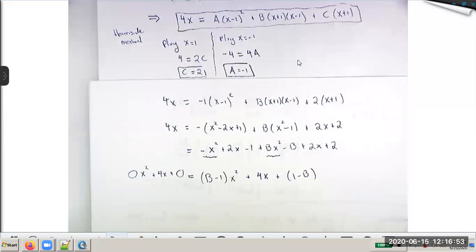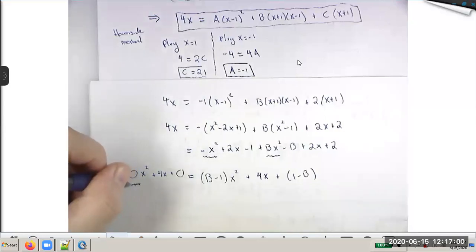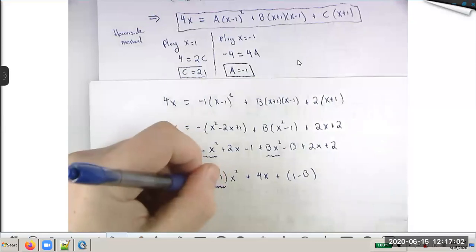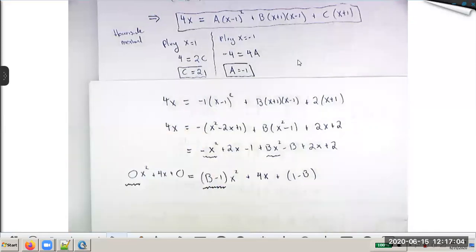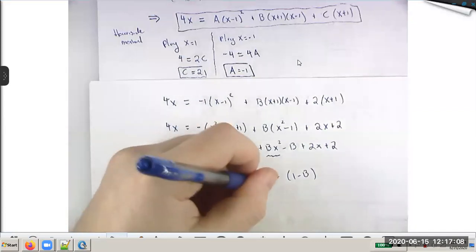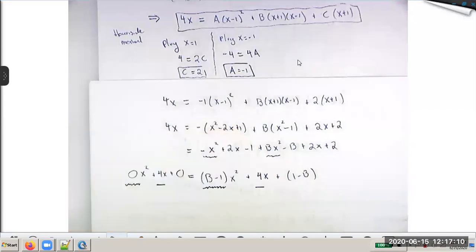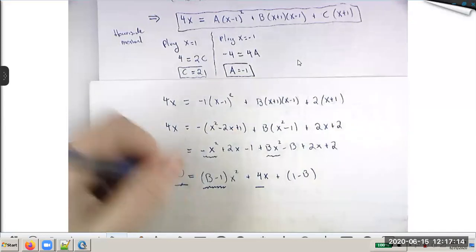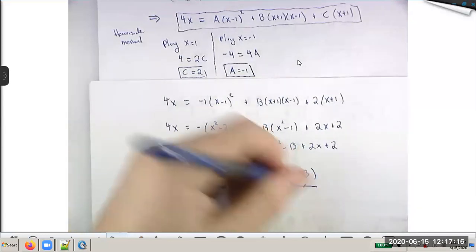So now we're going to do the same thing we were doing last Friday, where I take the coefficient of x squared on the left, and I set it equal to the coefficient of x squared on the right. I could take the linear coefficient on the left and set it equal to the linear coefficient on the right, but I don't actually learn anything there. I just get 4 equals 4. And I can take the constant term on the left and set it equal to the constant term on the right.